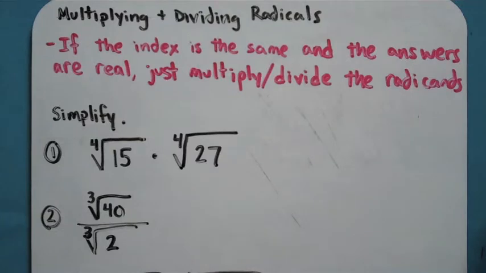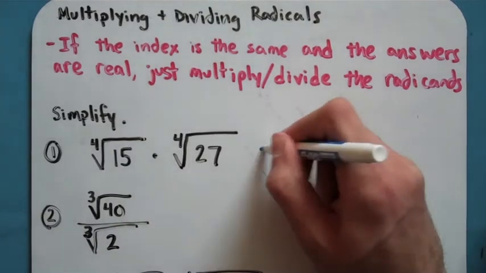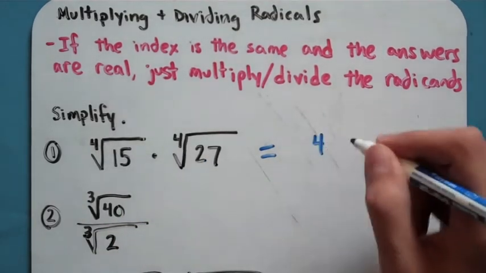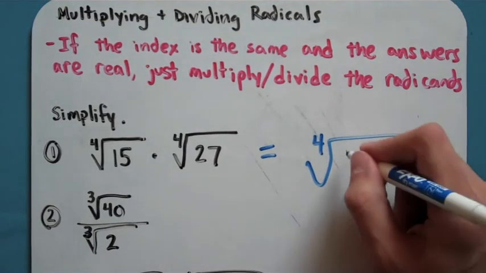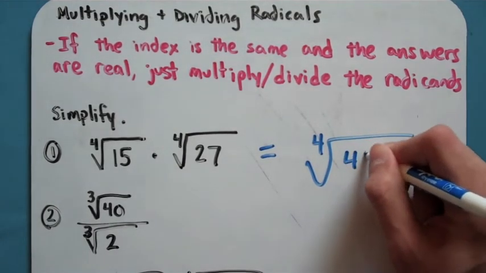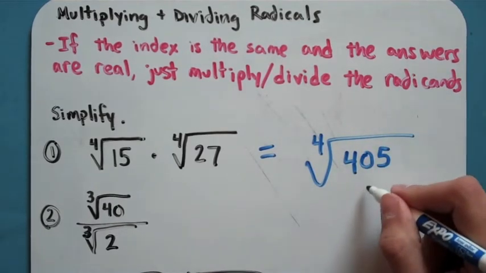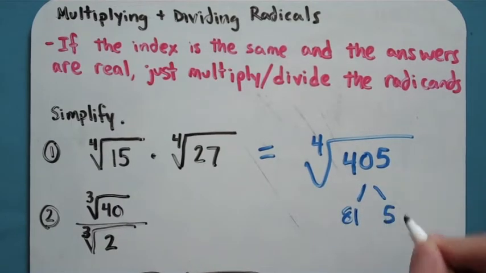So if we look at our first problem right here, for example, we have the 4th root of 15 times the 4th root of 27. They're both 4th roots. That means we can just multiply the insides and make one giant radical here. 15 times 27 is going to get us 405. So if we want to fully simplify this answer here, we need to do a factor tree and break it down. And if we do that, just extra practice with what we learned in our last video.